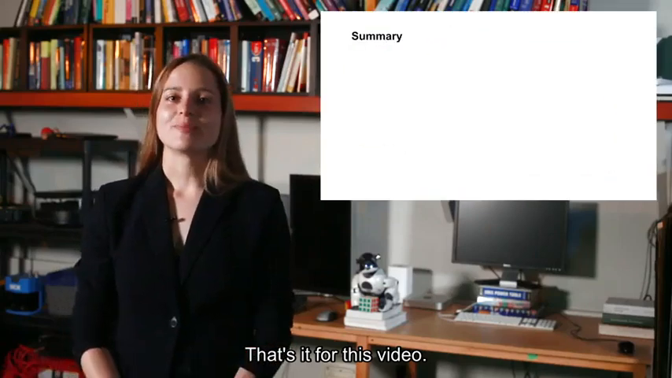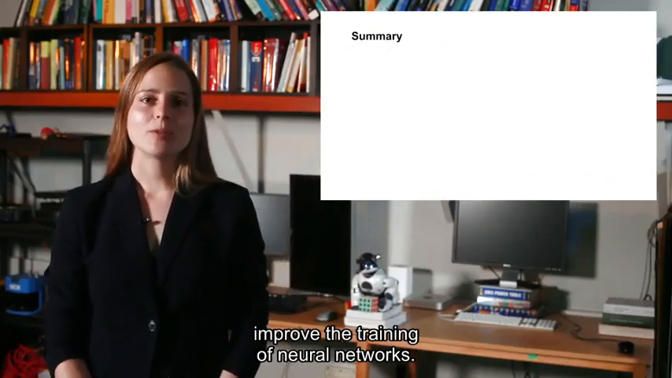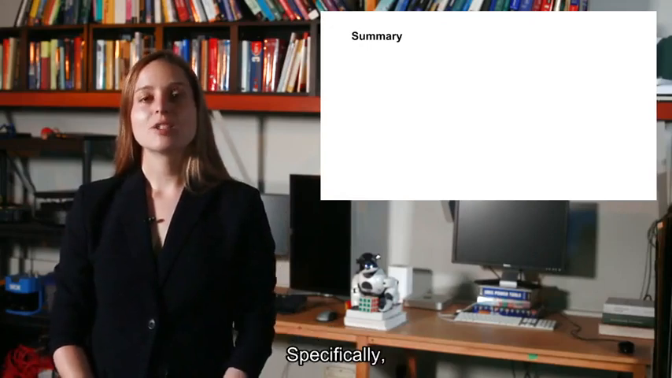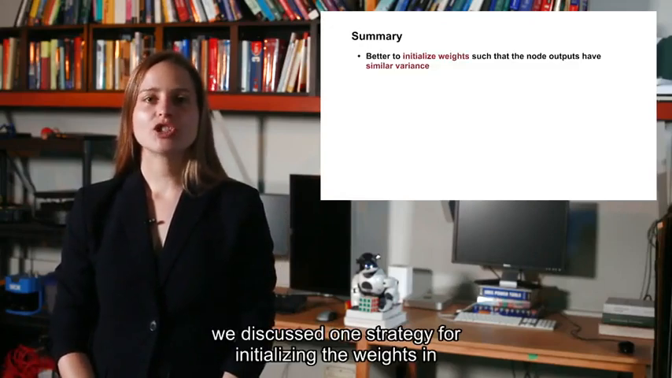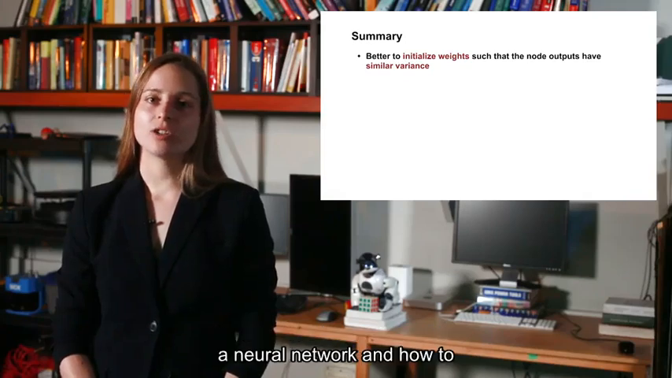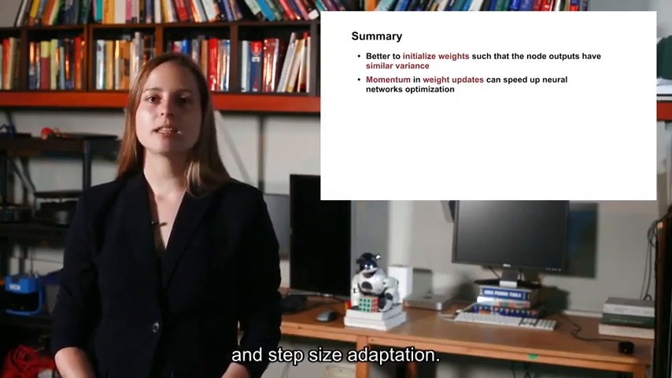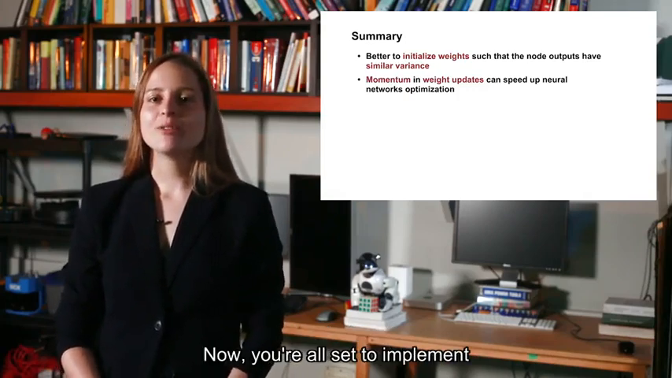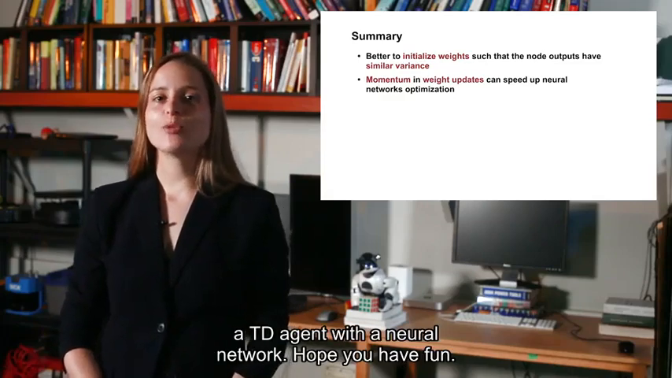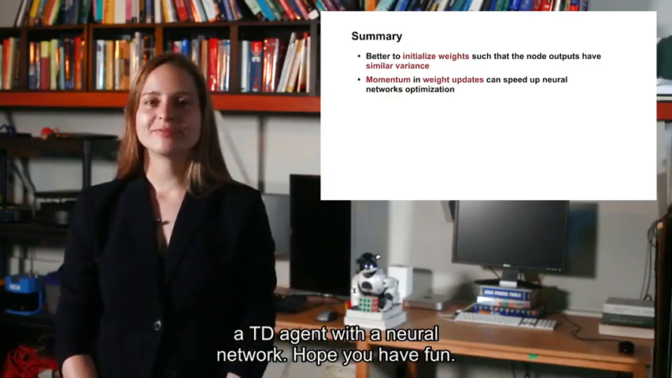That's it for this video. Today we discussed ways to improve the training of neural networks. Specifically, we discussed one strategy for initializing the weights in a neural network and how to accelerate learning using momentum and step size adaptation. Now you're all set to implement a TD agent with a neural network. Hope you have fun!